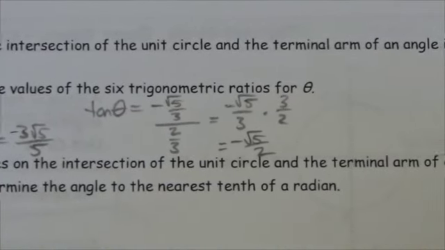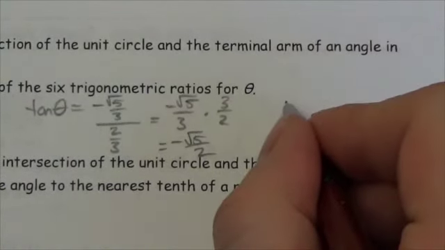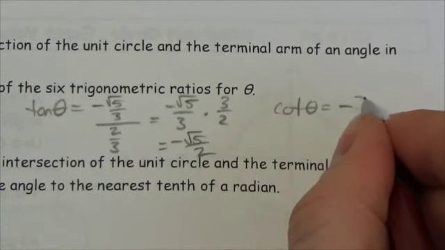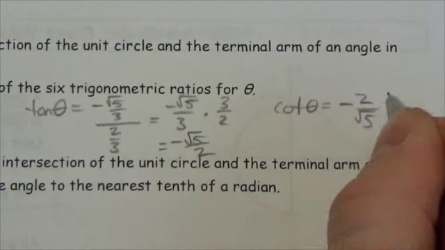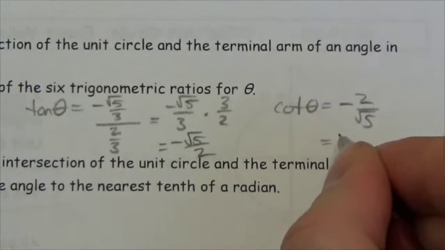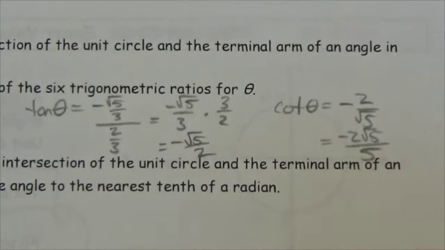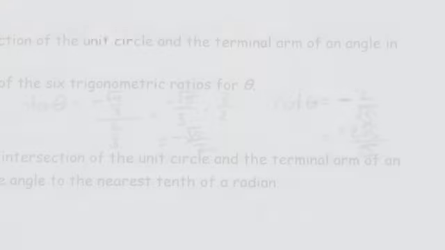Now, I need all 6 of them, so I need cotangent. But the cotangent is quite easy once we've got this. I'm just going to reciprocate that, so negative 2 over root 5. However, you might be asked to rationalize this, in which case that would become negative 2 root 5 over 5. And that's the last one.